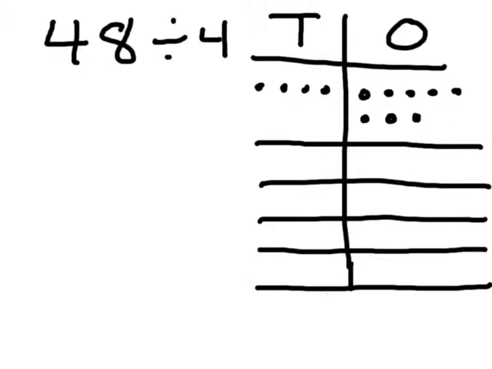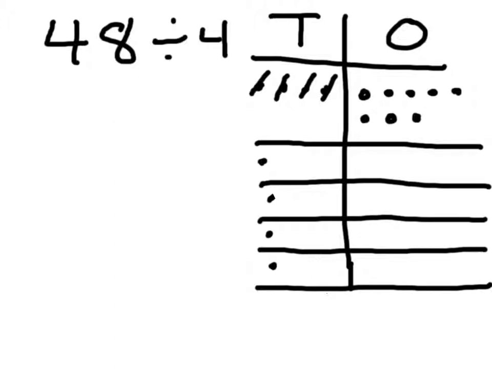Now we will start with the tens and split them up evenly amongst the 4 rows. We can put 1 dot, representing 1 ten each, in each row. As we assign each dot to a row, we cross it out to show that it has been used. We see that there are no dots left over. Now we are ready to divide up the ones.